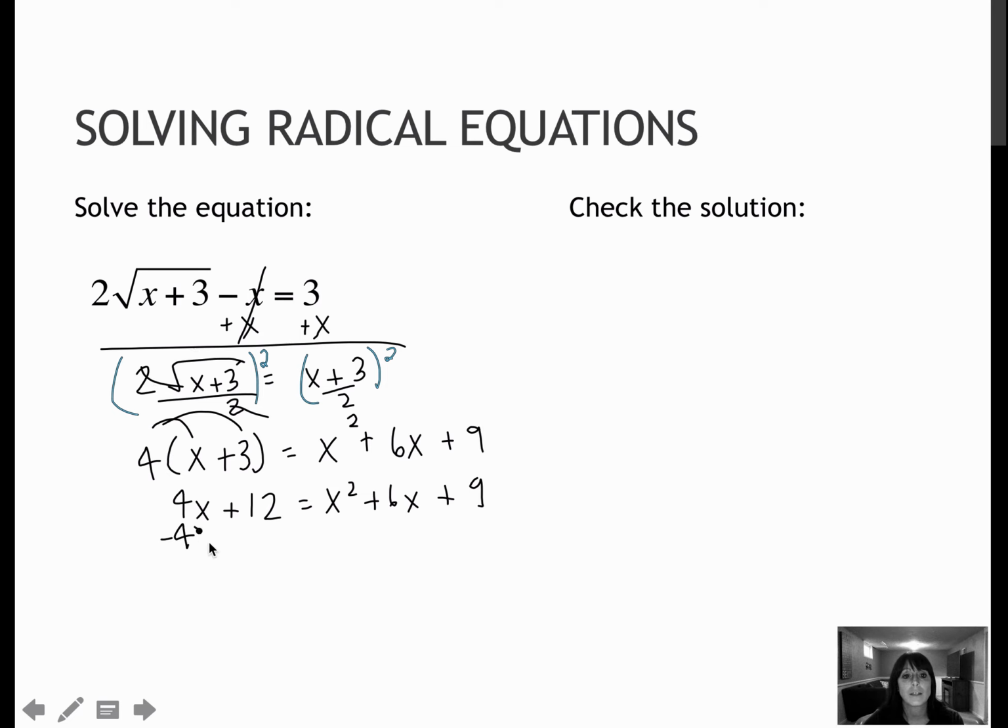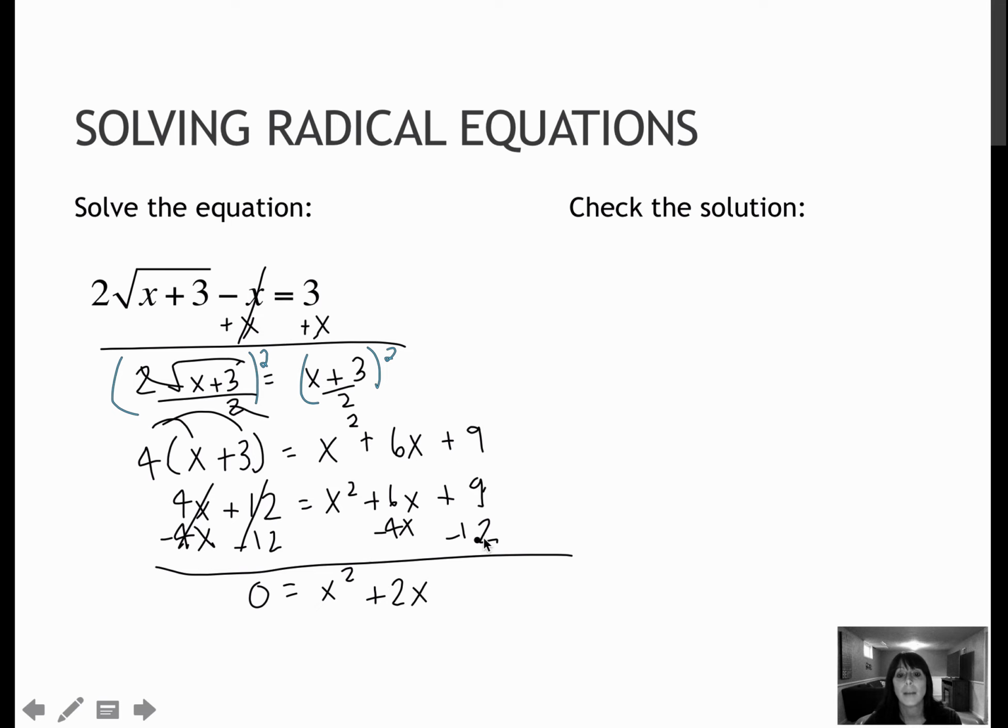I am going to go ahead and subtract the 4x from each side and the 12 from each side because I know this is a quadratic, and therefore I'm going to set that equal to 0. So now I end up with x squared, and then 6x minus 4x is 2x, and then 9 minus 12 is minus 3. I'm running out of room, so I'm going to come back up here and we'll check our solution in a bit. That leaves me with 0 equals x plus 3, x minus 1 if I factor correctly. Remember, you can always check it in your head.